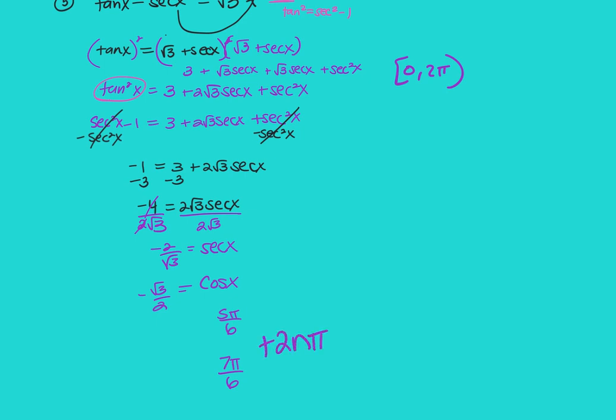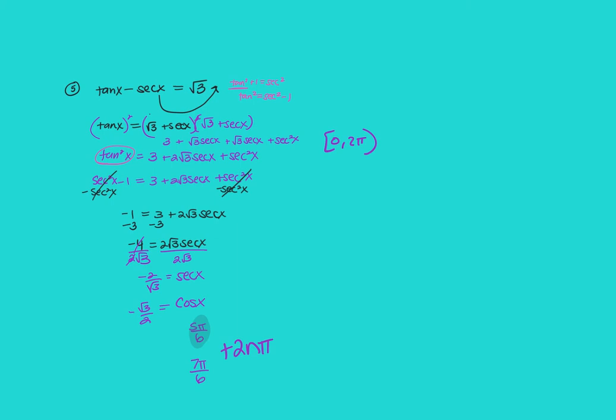But these are the ones you had to check. Like I think when you plugged it back in, one of them didn't work, right? If you square both sides, you have to check them. You literally plug it back in. I'd come back up to the top and plug 5 pi over 6 into both those spots.